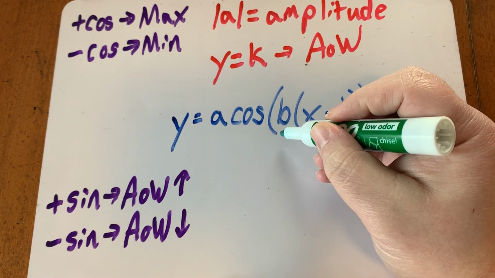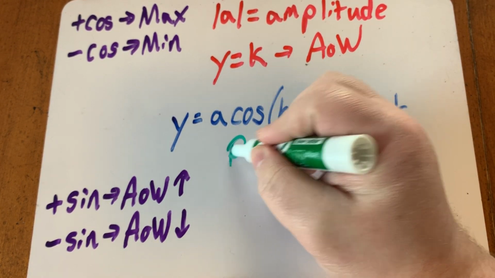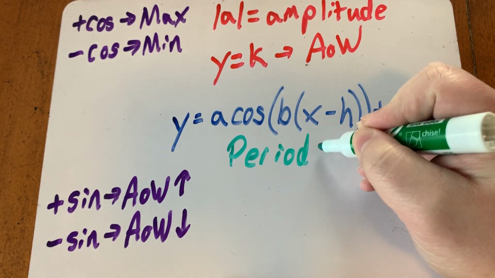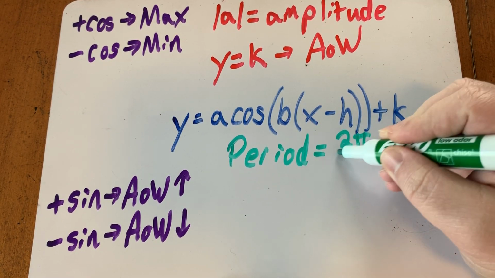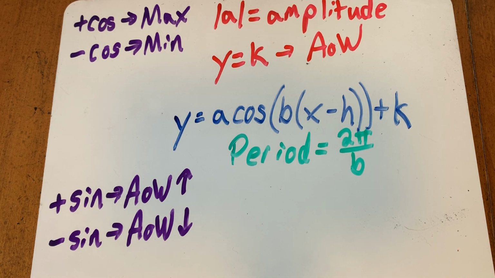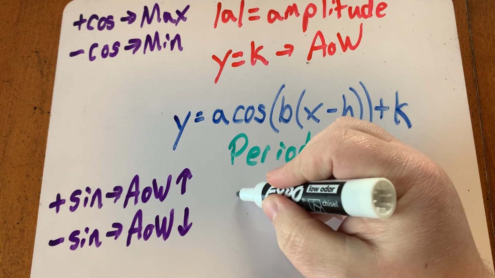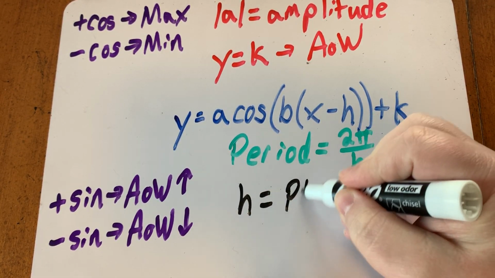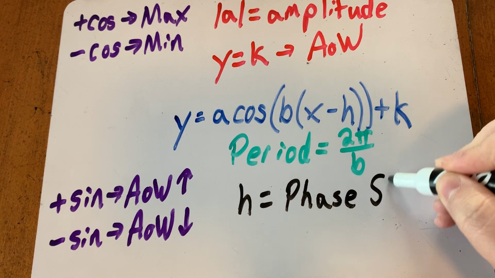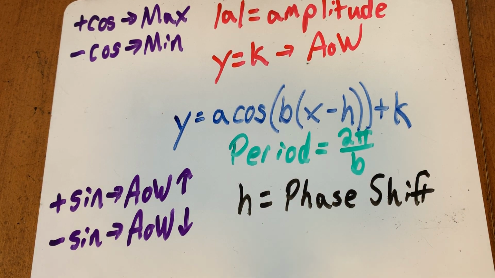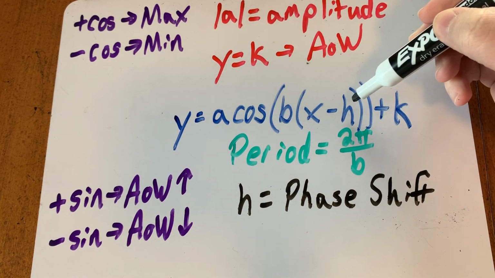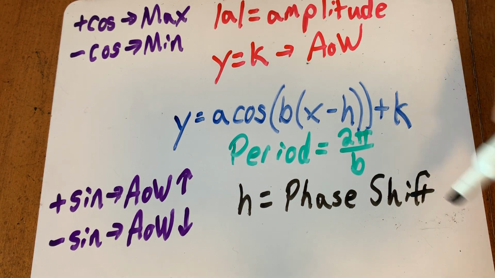The B doesn't give us our period directly, but it helps us find the period. The period is always 2 pi over B. So B helps tell us our period, sorry, it doesn't tell us the period directly. And then H is your phase shift. So each variable tells us something about the curve.